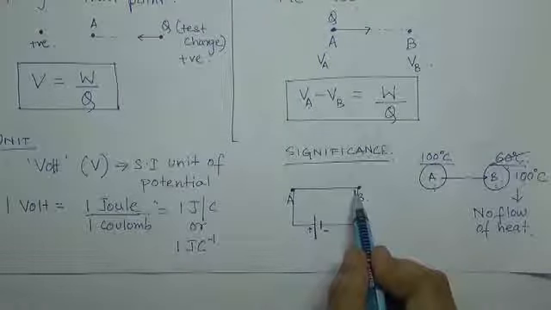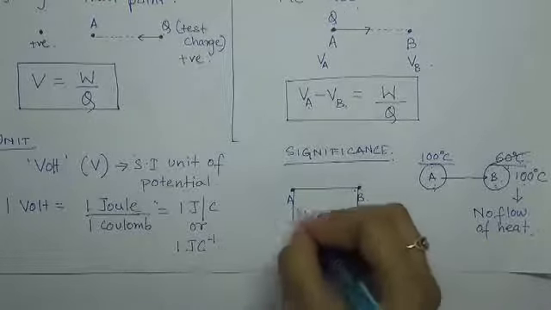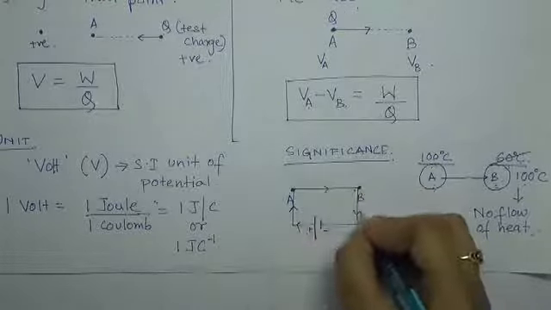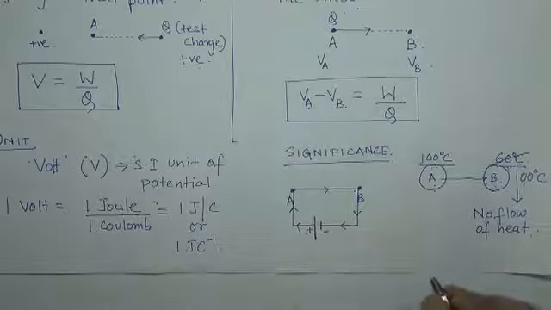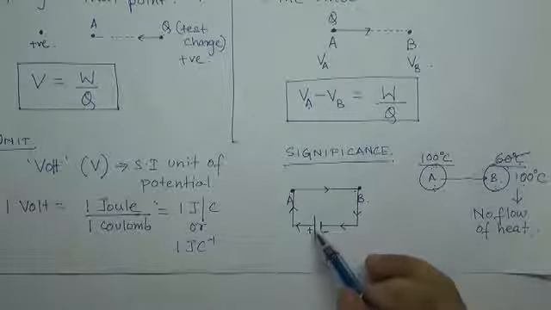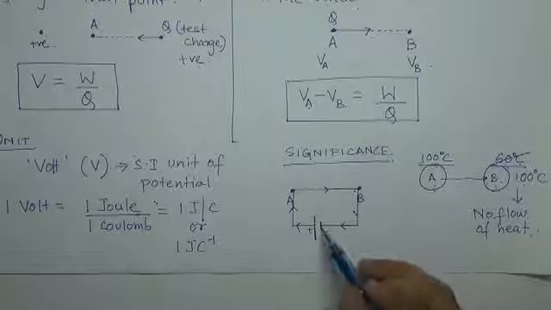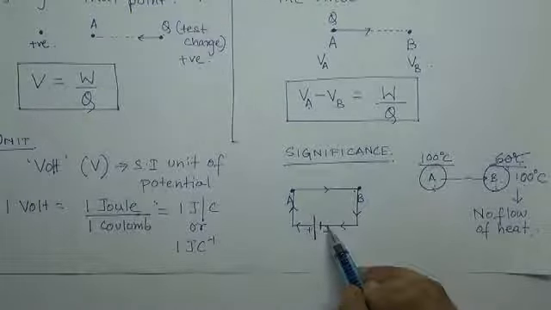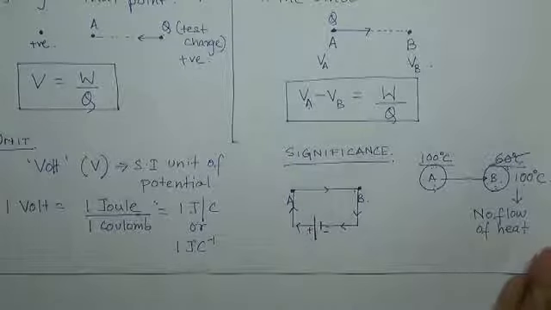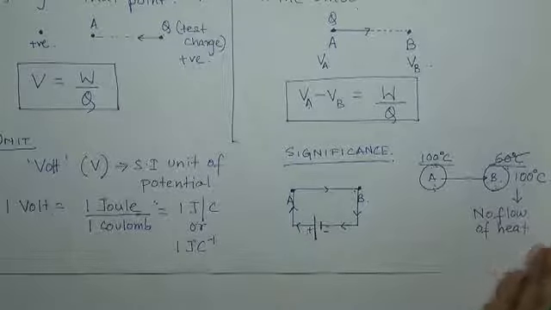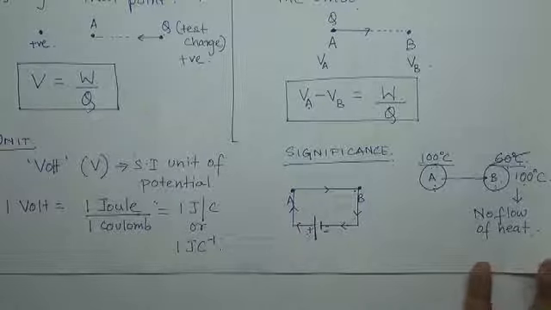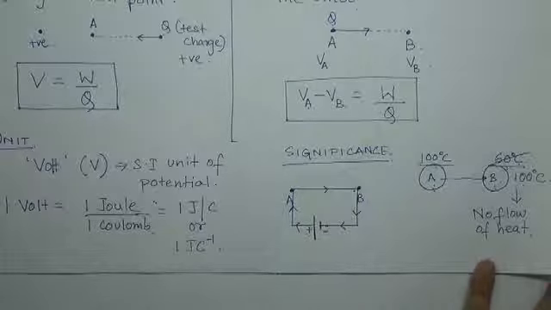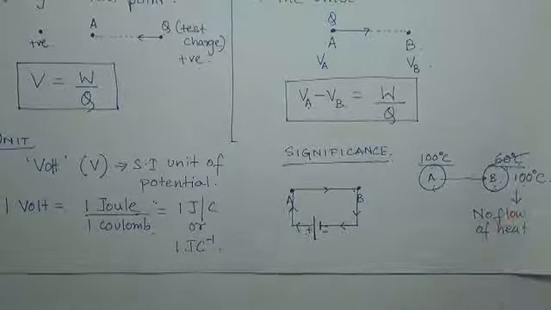Now since there is a potential difference across the ends A and B, current will start flowing from higher potential to lower potential. Okay, the concept is clear. The current will flow from higher potential to lower potential. When there was no potential difference, when there was no cell attached to the wire AB, there was no current flowing in the wire. So this is why we study potential and potential difference in current electricity.